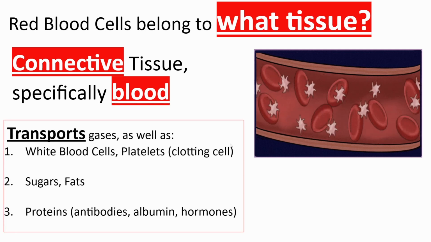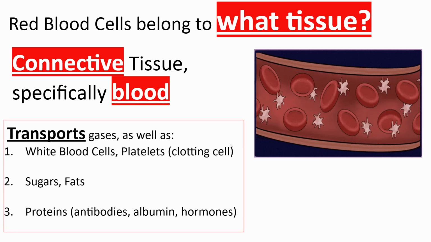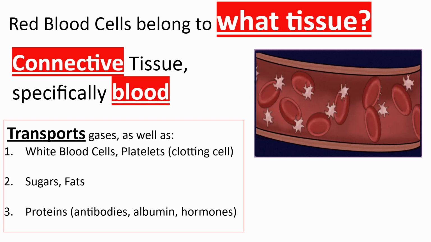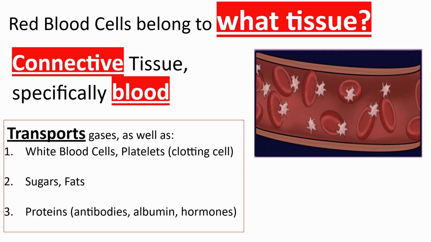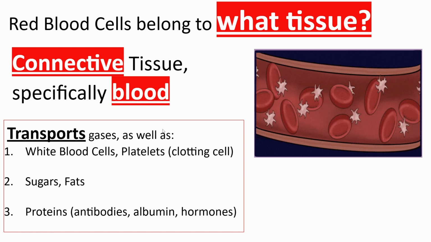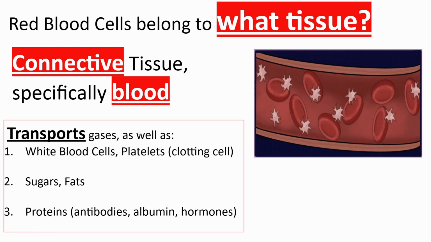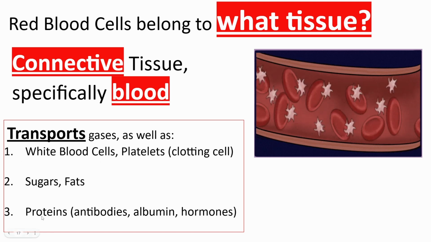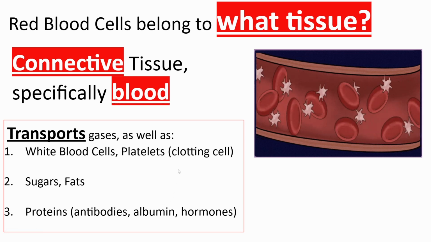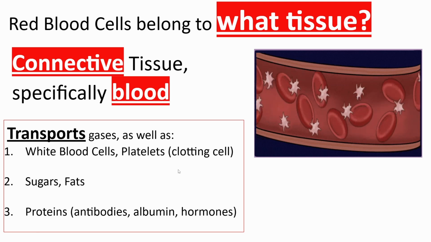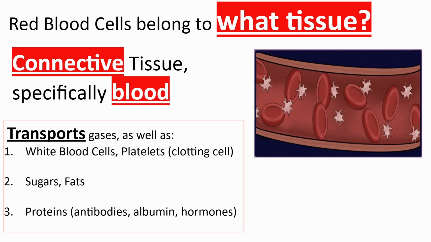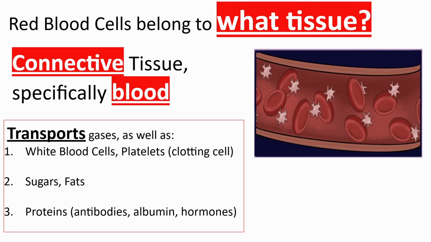On the next level, we ask, well, what tissue is it? Well, if you remember, we did say that there was blood under connective tissue. So now it's a connective tissue, specifically blood. Now, this function is to transport gases as well. Just keep in mind that was what cells were. Also white blood cells, platelets, sugars, fats, proteins, such as antibodies, albumin, and hormones. So when we say there's a more complex function, it's something like this. It's similar, but not quite. Before it was just gases, and now there are other cells involved, also some more complex molecules, things like that.